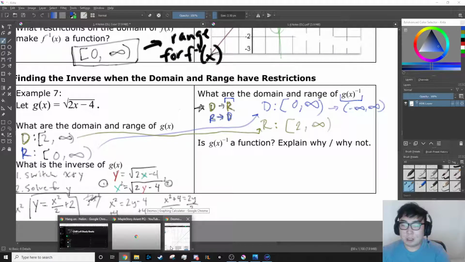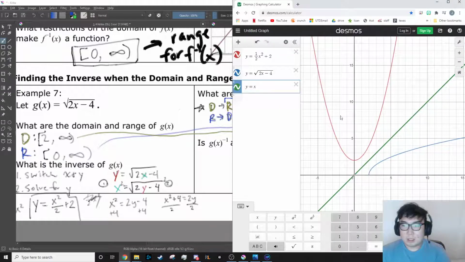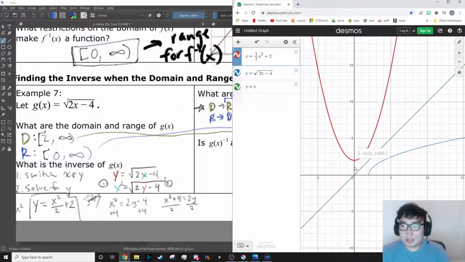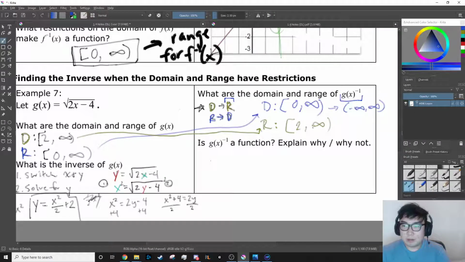Let's check our range. Our range is square root of 2 to infinity. So our lowest point is right here, square root of 2 to infinity. So this is correct.